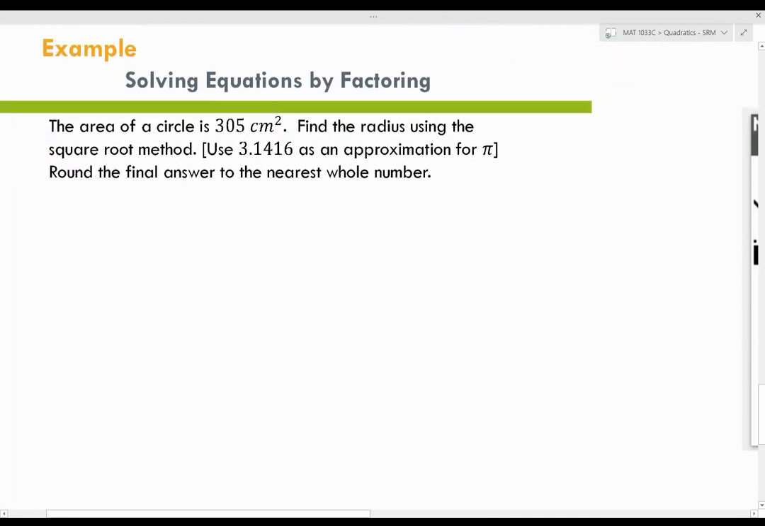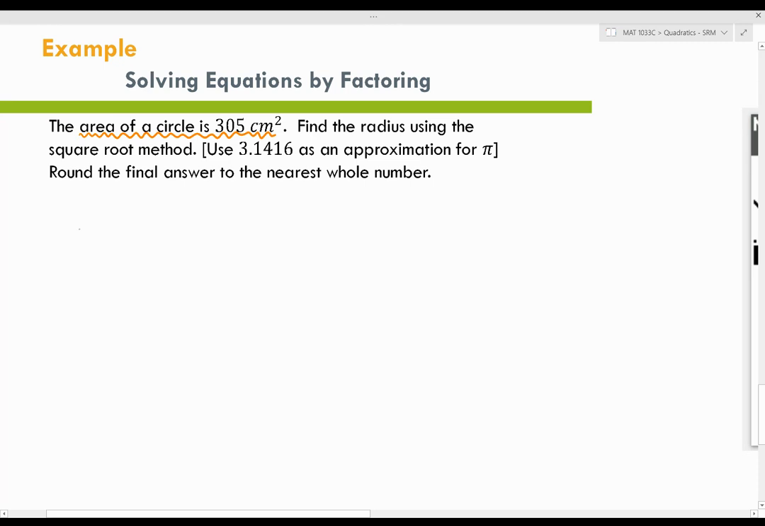All right, now let's take a look at an application problem. This problem says the area of a circle is 305 centimeters squared. Find the radius using the square root method. It says to use 3.1416 as an approximation for pi and round your final answer to the nearest whole number. So the first thing that we have to know is how to find the area of a circle, because then they tell us that it's 305 centimeters squared.